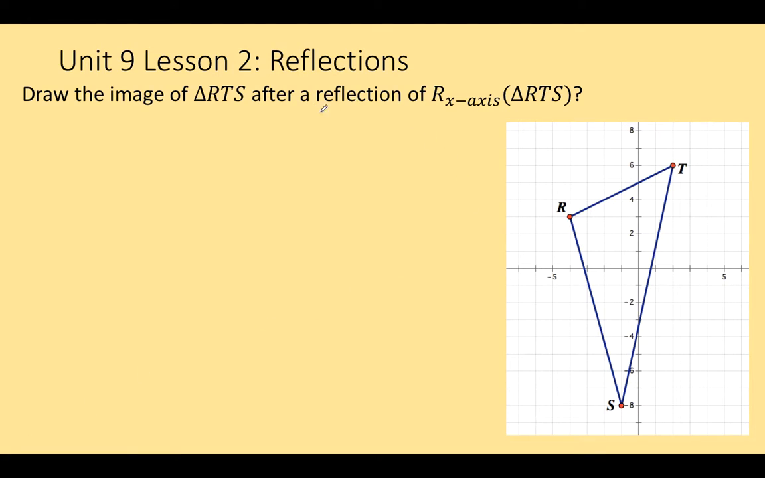Here's an actual shape. So draw the image of triangle RTS after the reflection over the x-axis. So you can see, the thing that we're reflecting is in there. The thing that we're reflecting it over is right there.